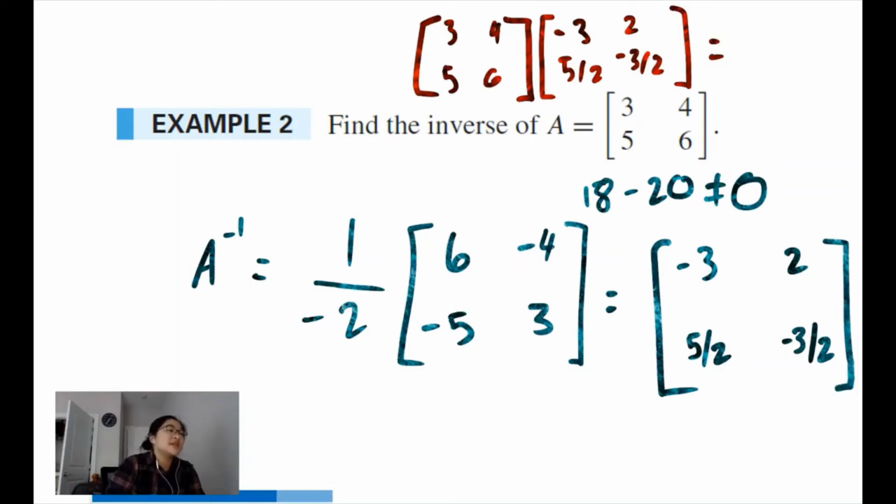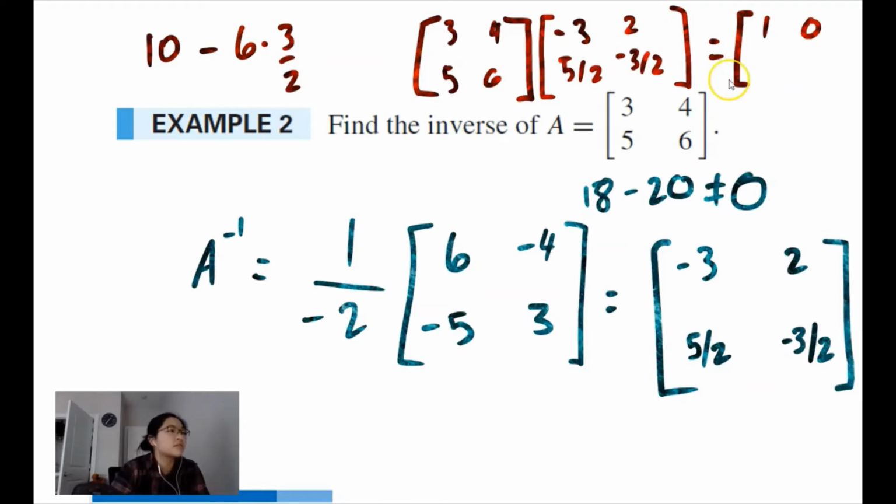-3 times 3 is -9, plus 20 over 2 is 10, so that's a 1. 2 times 3 is 6, plus 4 times -3 halves is -6, so that's a 0. 2 times 5 is 10, minus 6 times... oh no, we did something wrong. I'm doing this entry wrong. Whoops.